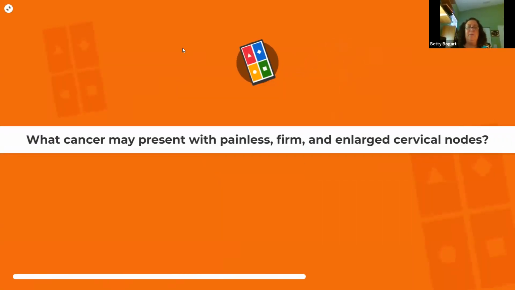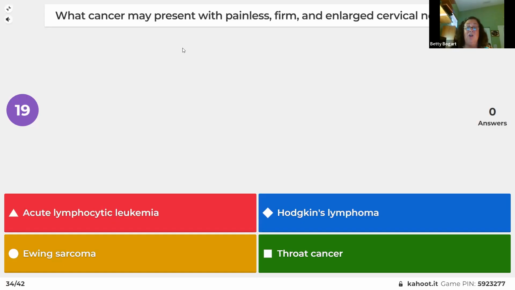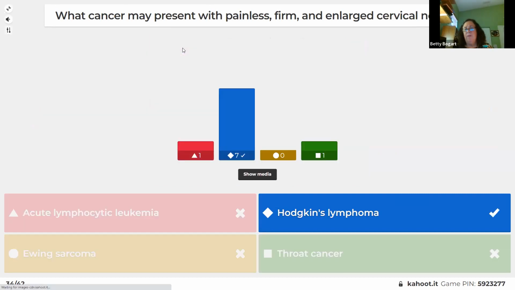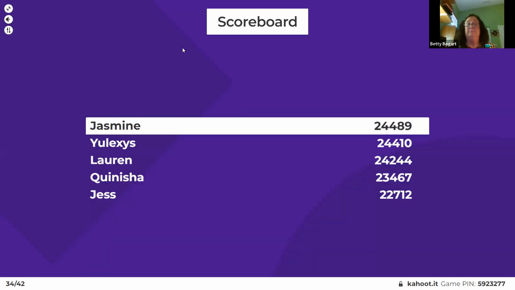What cancer may present with painless, firm, and enlarged cervical nodes? Everything up here is big, and they don't hurt. They're painless. The key word is painless here, okay? And they're big.